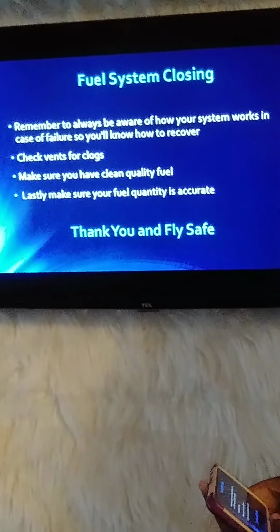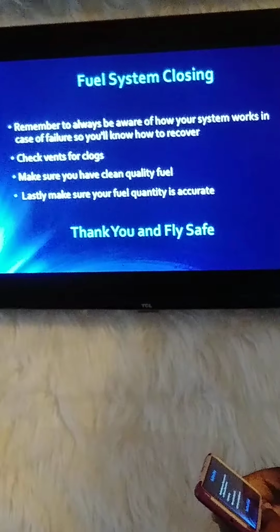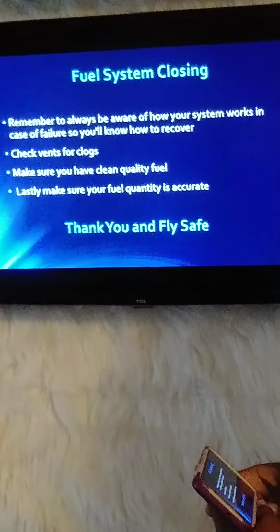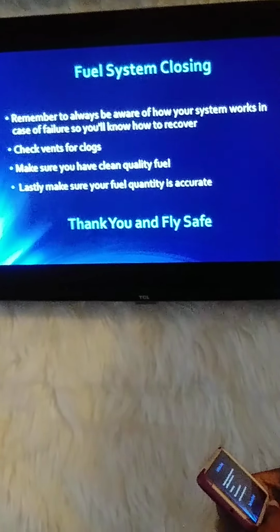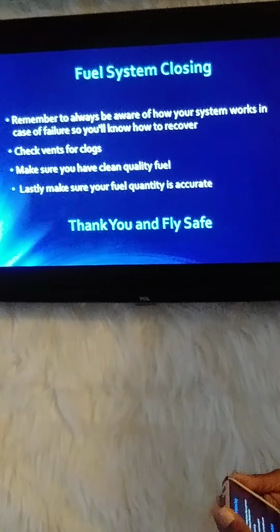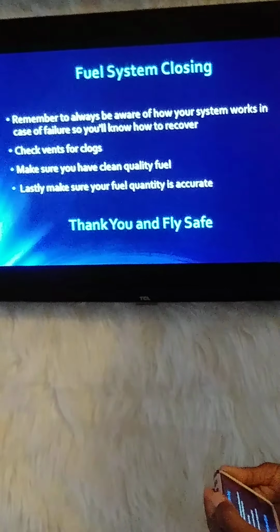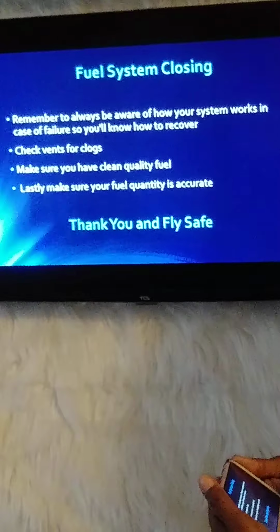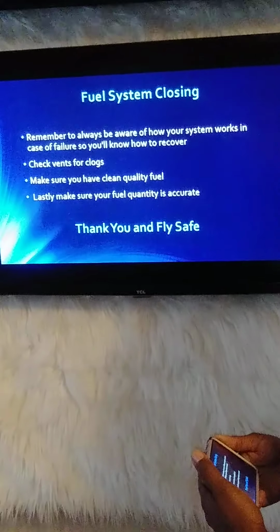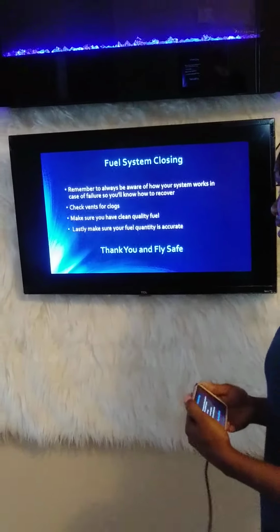Fuel system closing. Remember to always be aware of how your system works in case of failure, so you'll know how to recover. Check vents for clogs. Make sure you have clean, quality fuel. And last, make sure you have fuel quantity and that it is accurate.